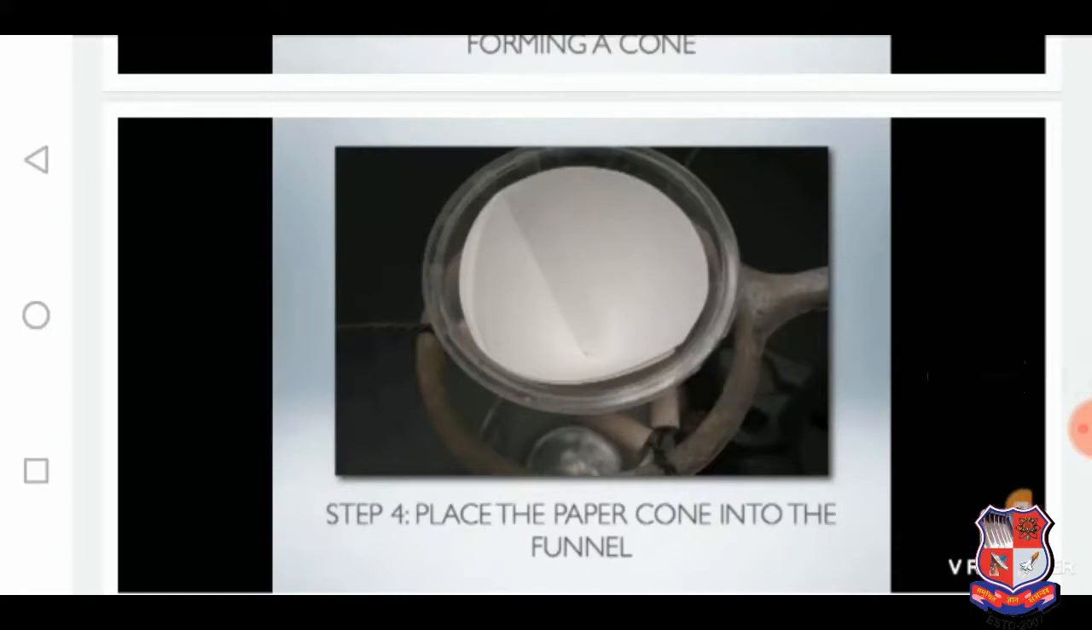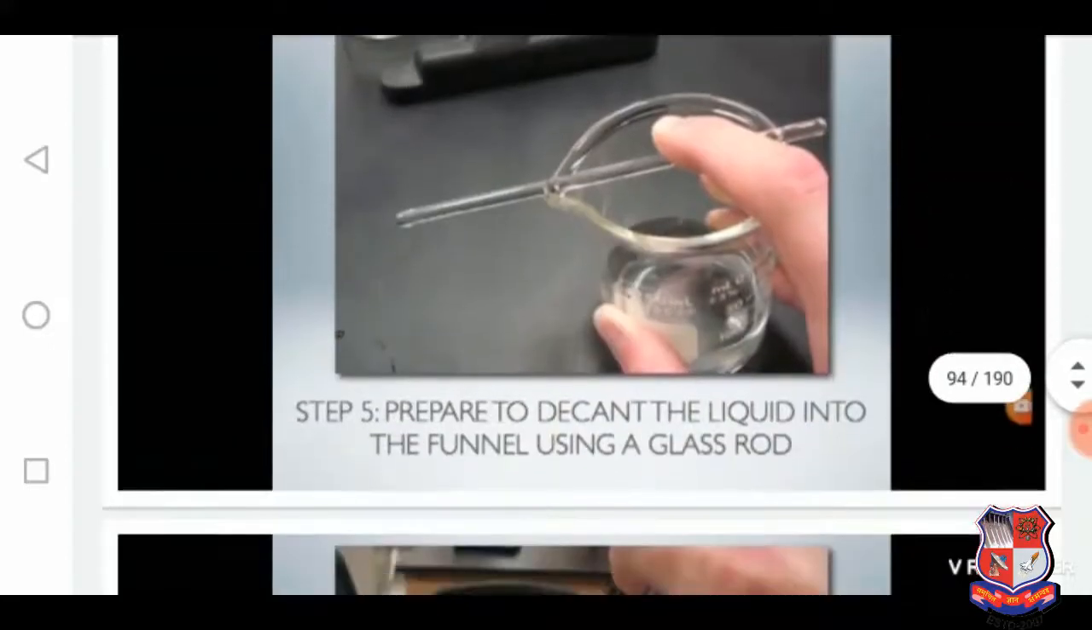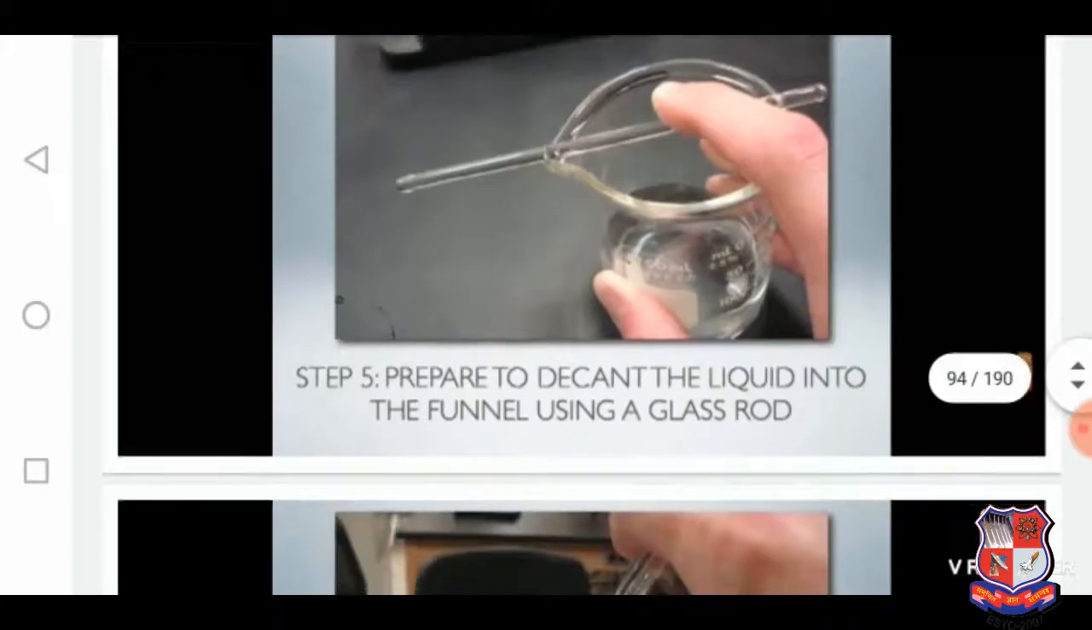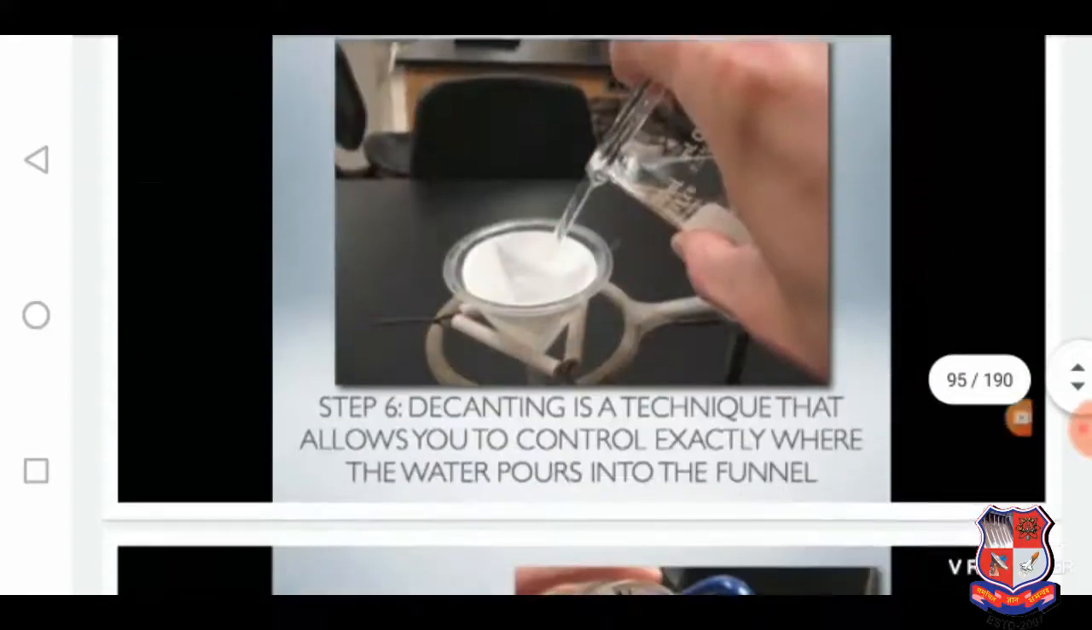So this is how it looks, and then place the paper cone into the funnel. Now prepare to decant the liquid into the funnel using a glass rod, and how the glass rod can be used with the beaker is shown over here.